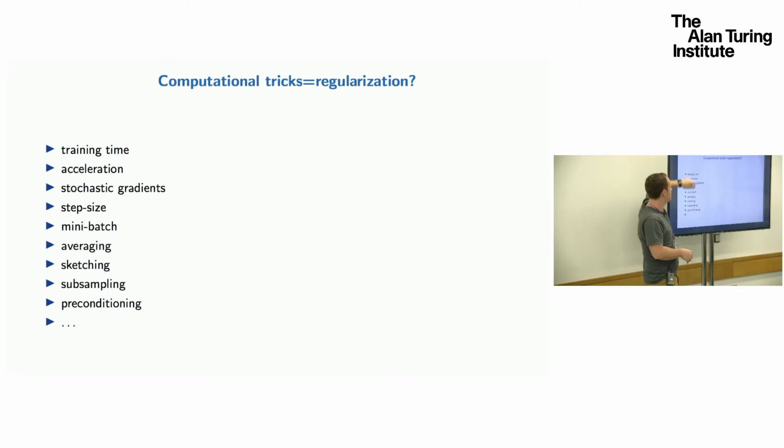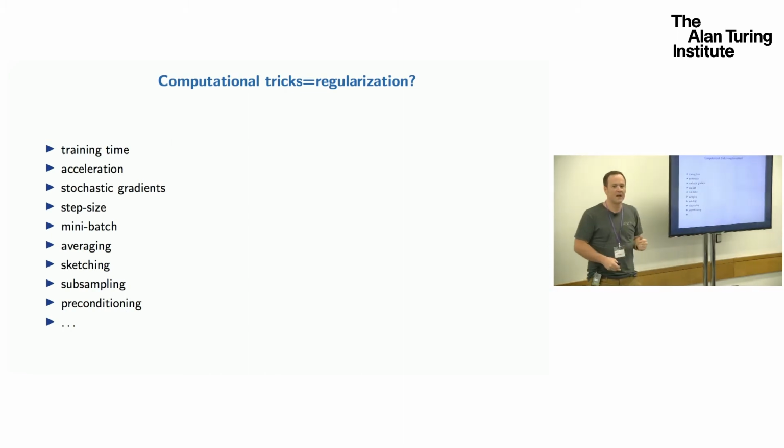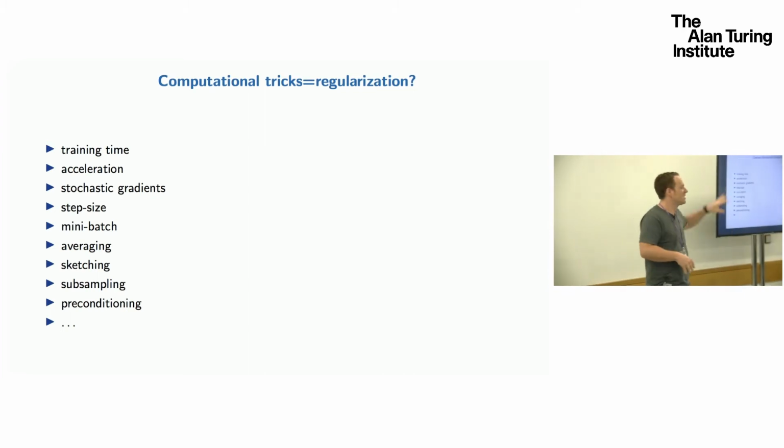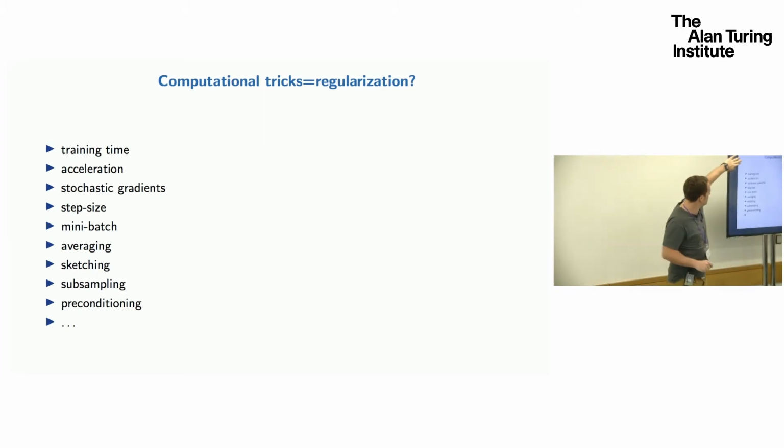Because then you can say, what if I accelerate? What if I do stochastic gradients, step size, mini-batch, averaging, sketching, sampling, preconditioning? It's just my own list, if the one before was Ben's list. And what I'm going to try to show you today is that, in some sense, all of these are really regularization, in a precise sense that can be quantified.